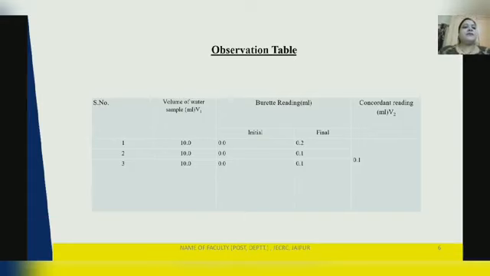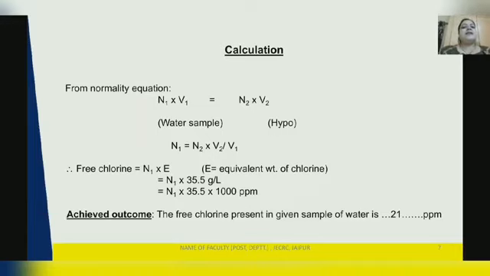Let's start the calculation. For calculation, the normality equation is N1V1 = N2V2, where N1V1 is for the water sample and N2V2 for the hypo solution, that is, sodium thiosulfate solution. We can calculate N1 as N2V2 divided by V1. Free chlorine is equal to N1 multiplied by E, where E is the equivalent weight of chlorine. When we calculate N1, we have to multiply it by its equivalent weight, and then finally multiply by 1000 because we are expressing our answer in ppm. After this titration, we get our outcome as 21 ppm.